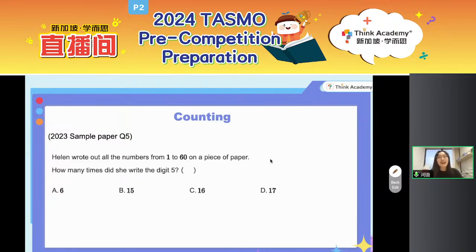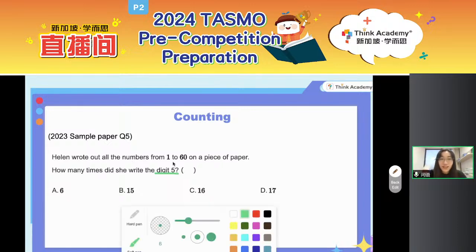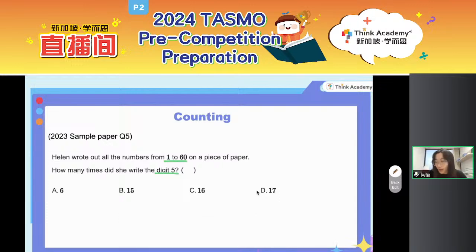Okay, next one, when it comes to the counting part, wow, this is a bit hard, right? I know that most students take it very easy and they always make mistakes easily as well, okay? Here, look at question 5 in the 2023 sample paper. Helen wrote out all the numbers from 1 to 60 on a piece of paper. How many times did she write the digit 5? Okay, so here, maybe you try it again. Take out your paper, take out your pencil, try to list down all the possible numbers. Quickly. The range is from 1 to 60.